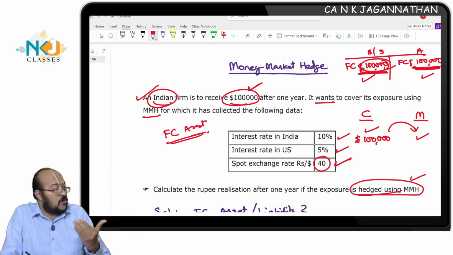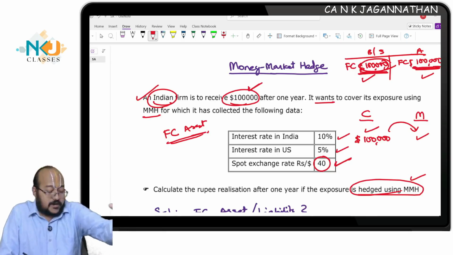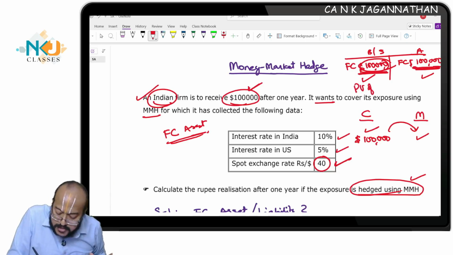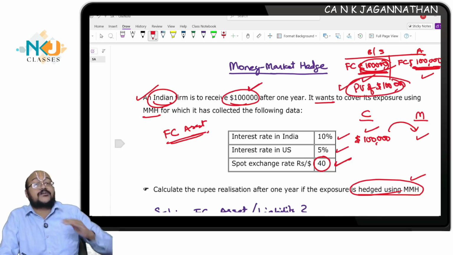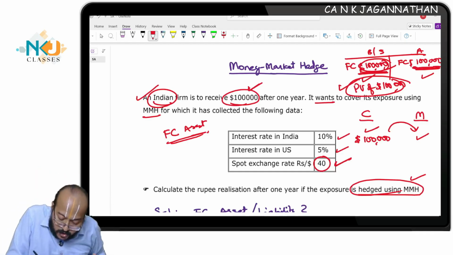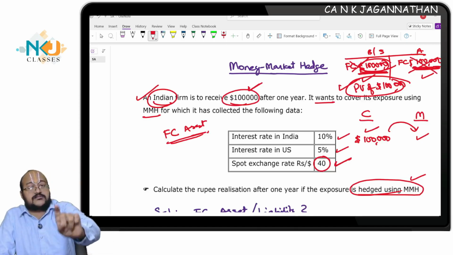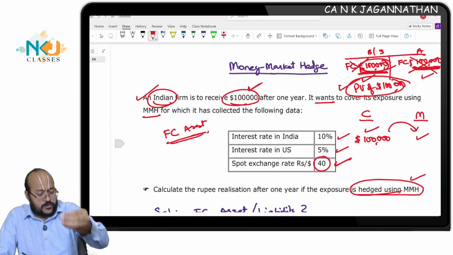You should borrow such an amount that it will become 1 lakh after 1 year, which means the present value of this exposure amount. You will borrow the present value of $1 lakh today, so that it matures to 1 lakh after a period of 1 year, so that this foreign currency liability exactly offsets your foreign currency asset. This is the thing. Why we are borrowing and what is the agenda, everything we are going to see in 1 minute.